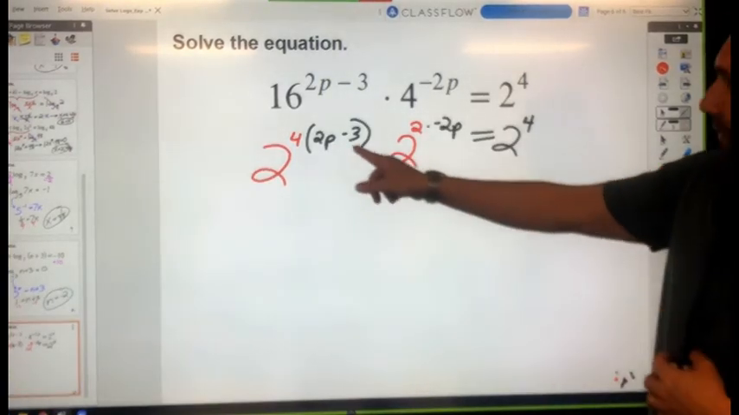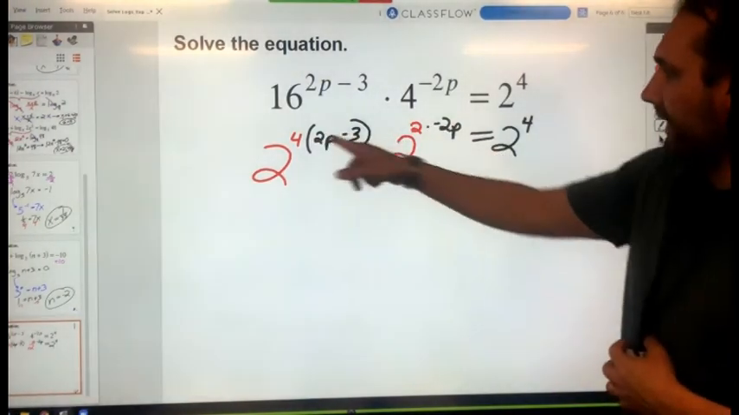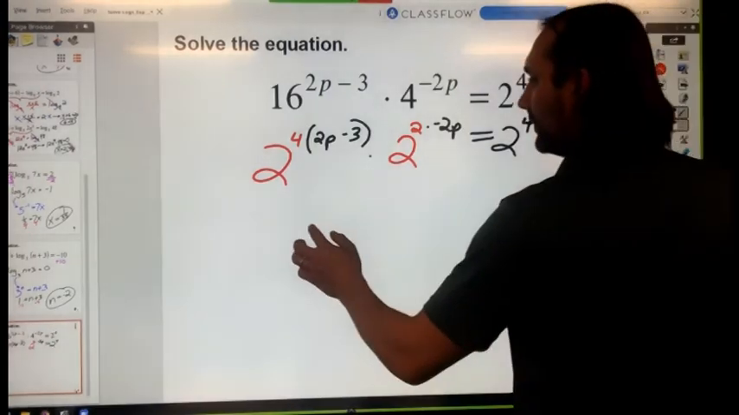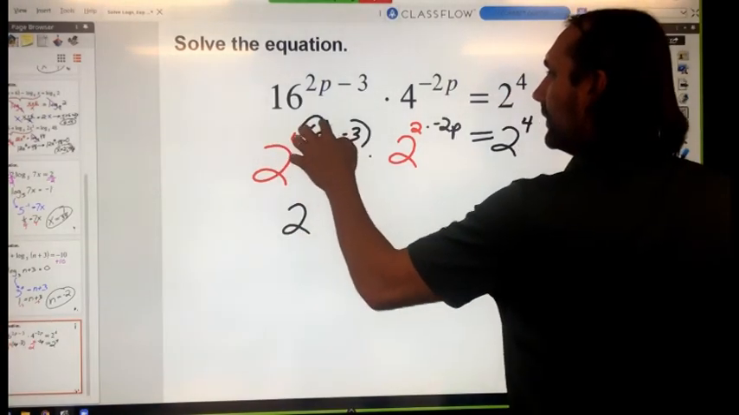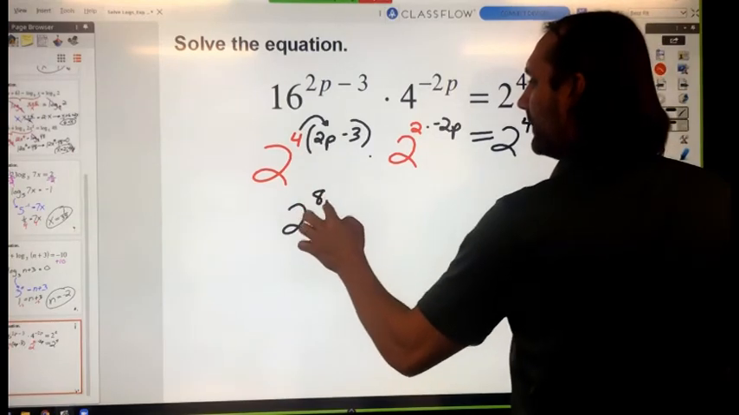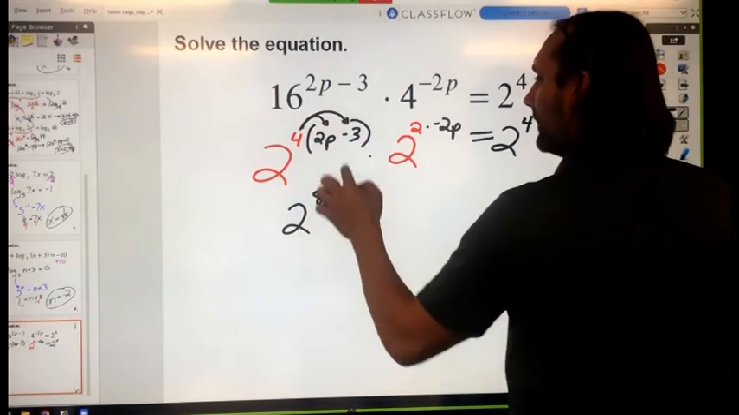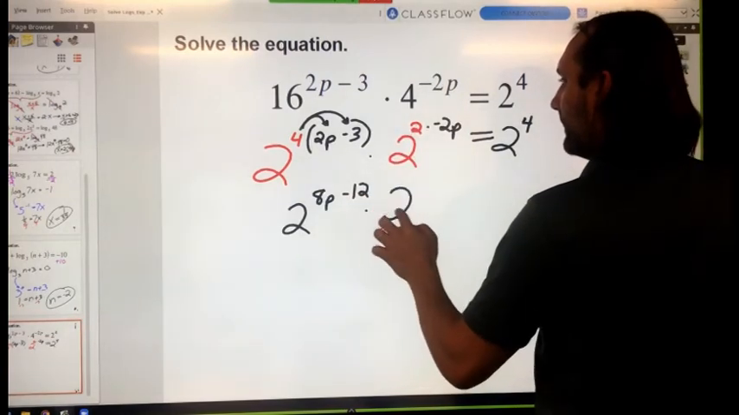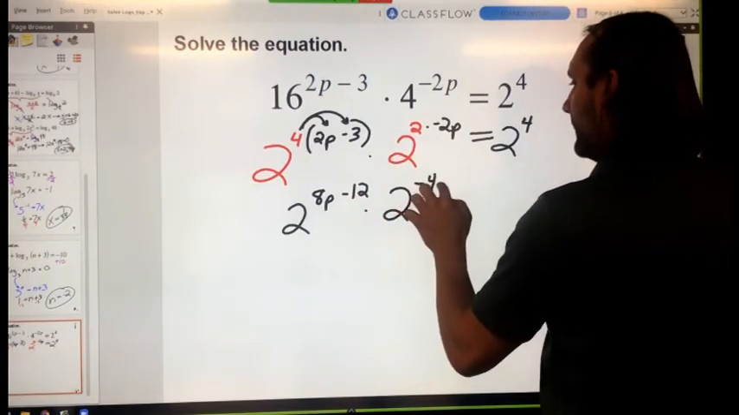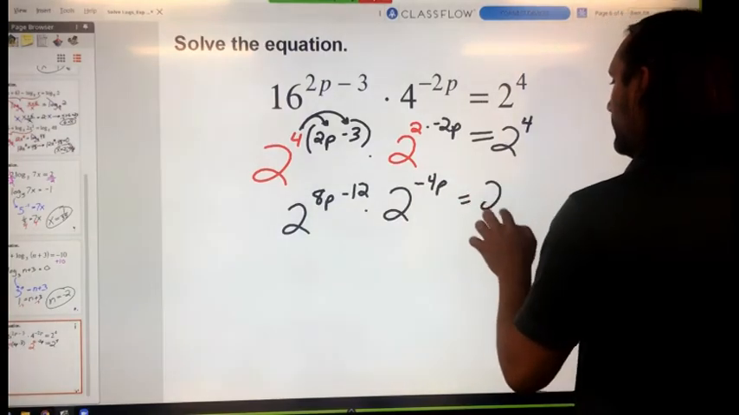Well, first let me go ahead and simplify my exponents here. Or go ahead and distribute. So that's going to give me 2 to the power of 4 times 2p is 8p, and 4 times negative 3 is negative 12, times 2 to the power of negative 4p equals 2 to the power of 4.